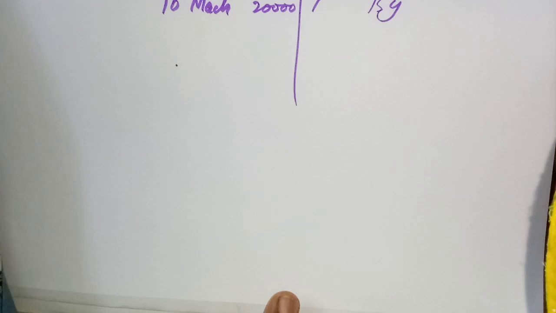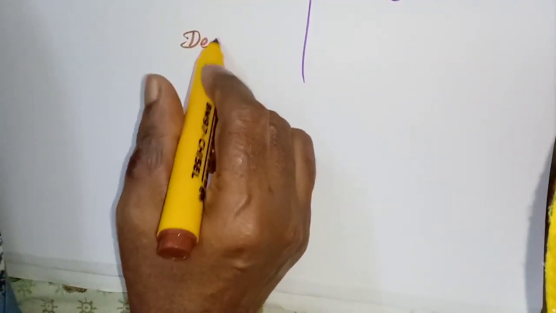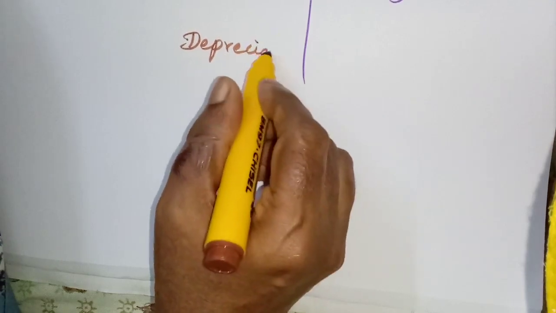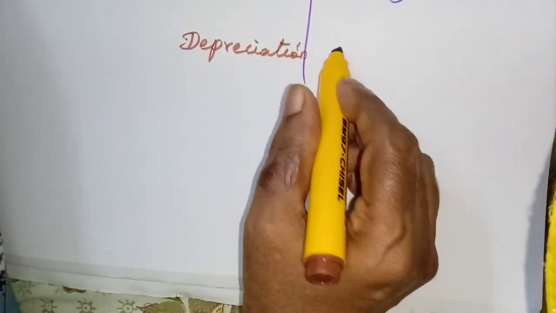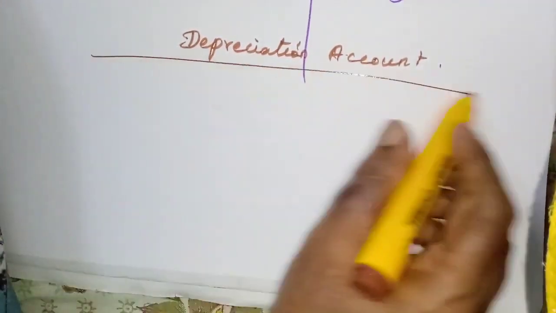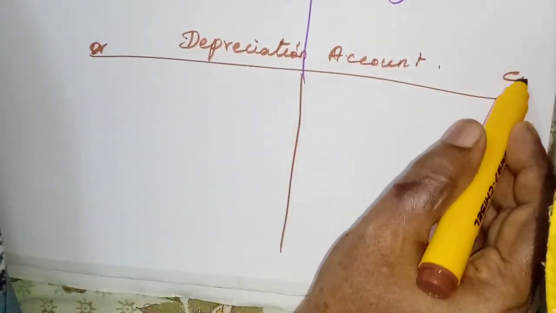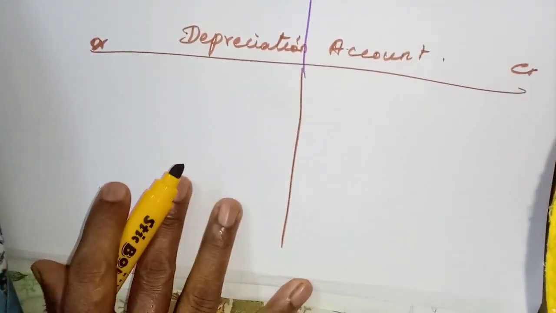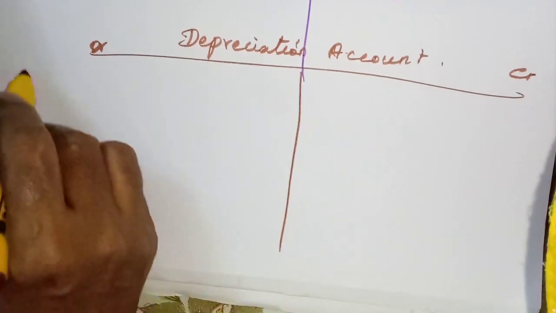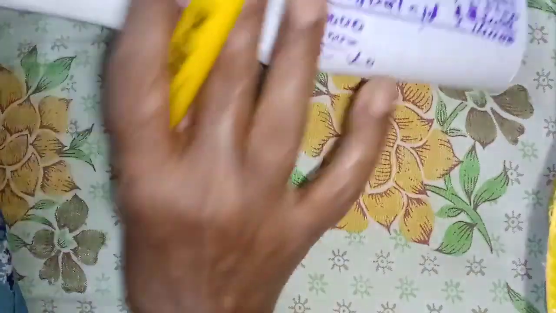There they have asked to prepare two accounts, the machinery account and the depreciation account. So we will prepare the depreciation account. It has two sides, debtor and creditor. Okay, date we need to write. From the machinery account we can write.